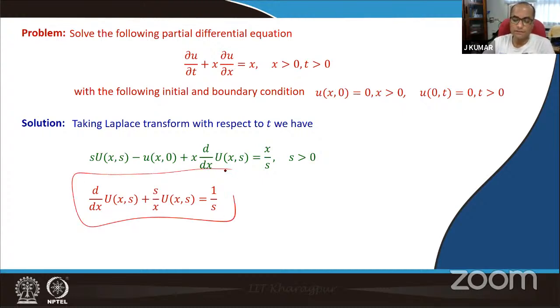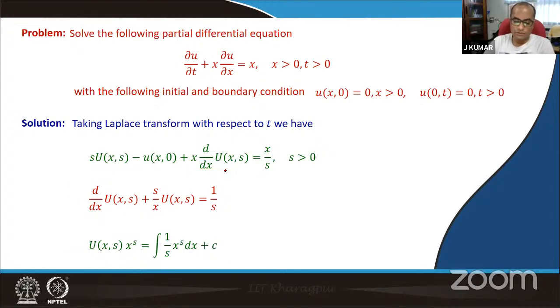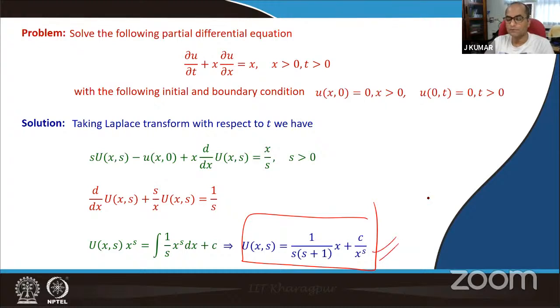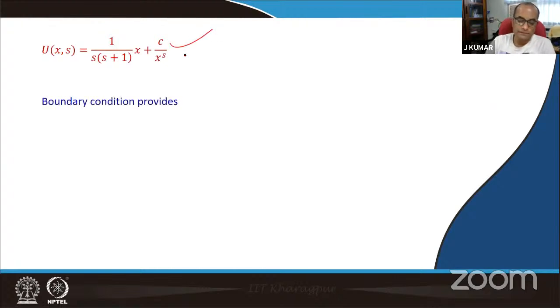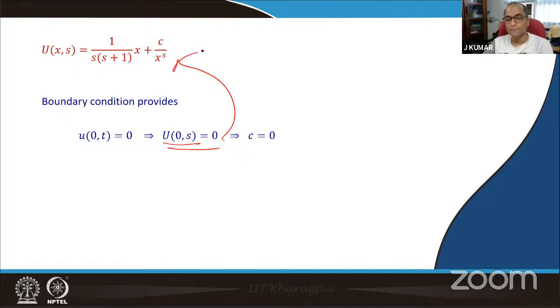This is a linear differential equation we can easily solve. The solution of this differential equation will give us U(x,s) in terms of s. There is a constant here because we have integrated, but we have not used the other boundary condition. So we can use the given boundary condition, u at x equal to 0, t given as 0. If we apply the Laplace transform here, we will get U(0,s) equal to 0, and that can be used to compute that constant, which comes out to be 0 in this case.